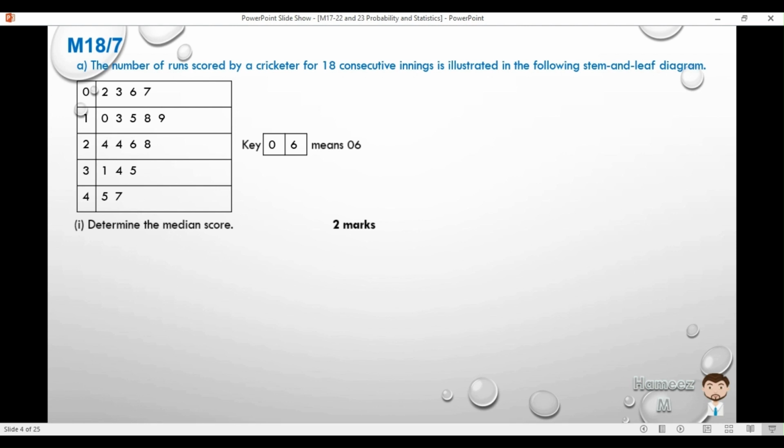So we can see 2, 3, 6, and 7, that's 4 terms, then 10, 13, 15, 18, 19. 19 is the ninth term, and the following term will be the 10th term, which is 24. So the median score will be halfway between 19 and 24. We can find the average of those by adding 19 plus 24, which is 43. Dividing 43 by 2 is 21.5. So that is our median score.